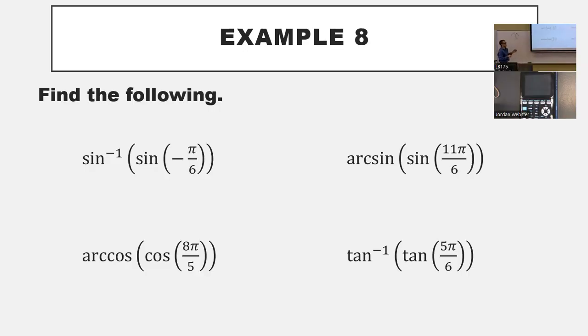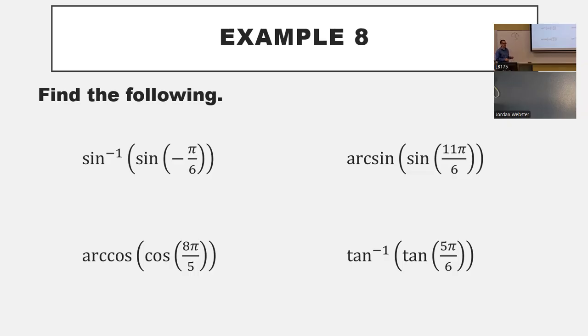And that's what's going to happen on this next one. If you take inverse tangent on your calculator of tangent of 5 pi over 6, once again, you do not get 5 pi over 6 back. You get negative pi over 6. Okay. And that's reflected through the origin.